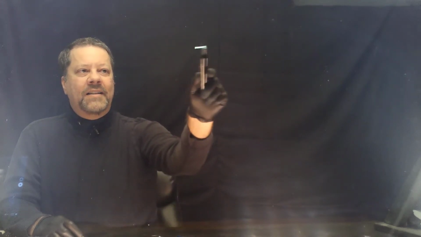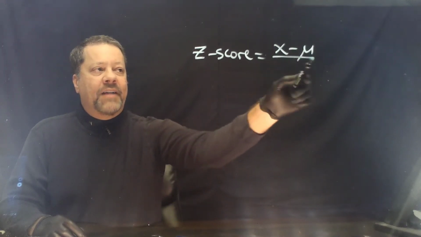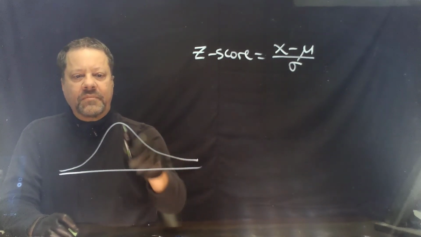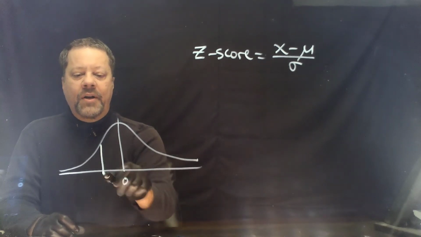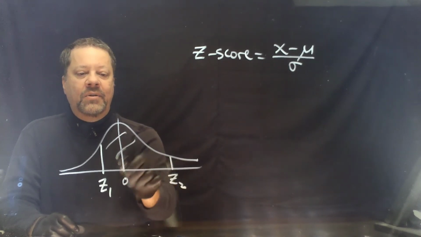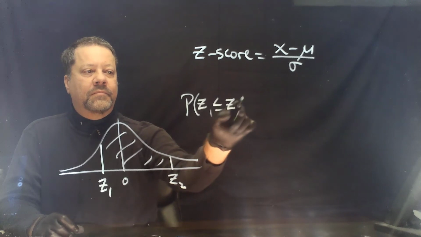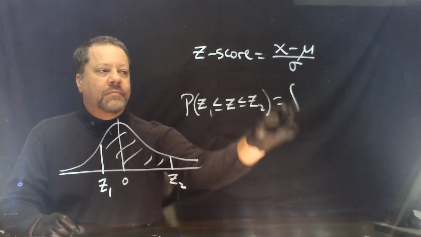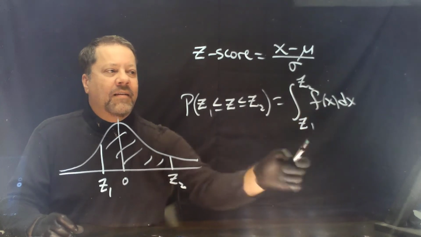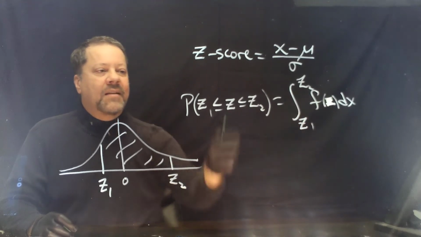You'll recall that a z-score is a data value minus the mean divided by the standard deviation, and it measures how many standard deviations a value is from the mean. For the standard normal curve, if we wanted to know the probability of some event happening with a z-score between z1 and z2, we'll need to find the area, where f is the standard normal distribution, and I guess I should be making it a function of z.